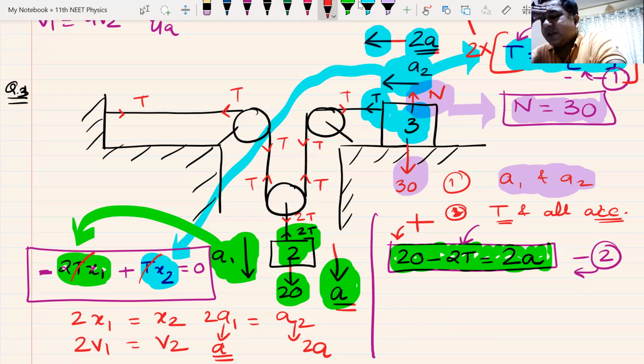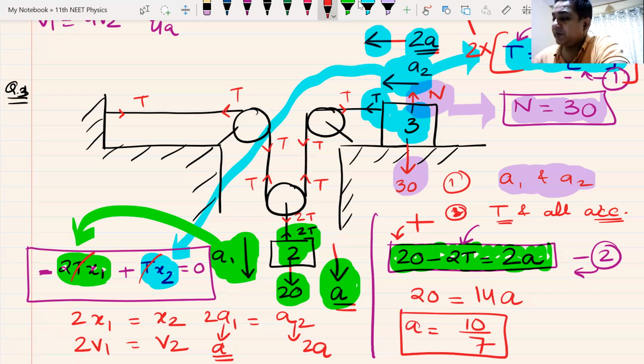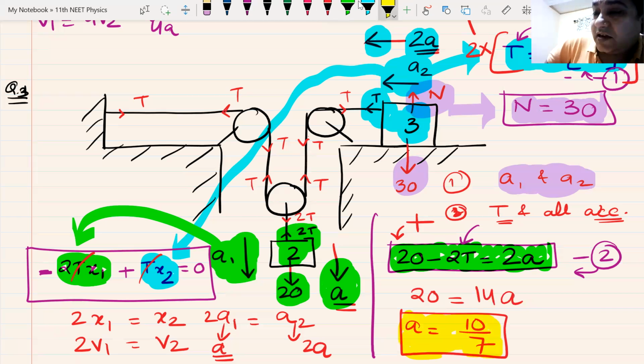I multiply above equation by 2, so it becomes 2t. I add it with the lower equation, so 2t will get cancelled. On the left hand side, I will have 20. On the right hand side, I will have 3 into 2, 6a. 6a is multiplied by 2, so it is 12a. 12a will be added with 2a, so it will be 14a. So my a will be 10 by 7, 20 by 14. That would be my acceleration. Once I get the value of acceleration, I should be able to get the value of t. This is how this entire problem is solved.